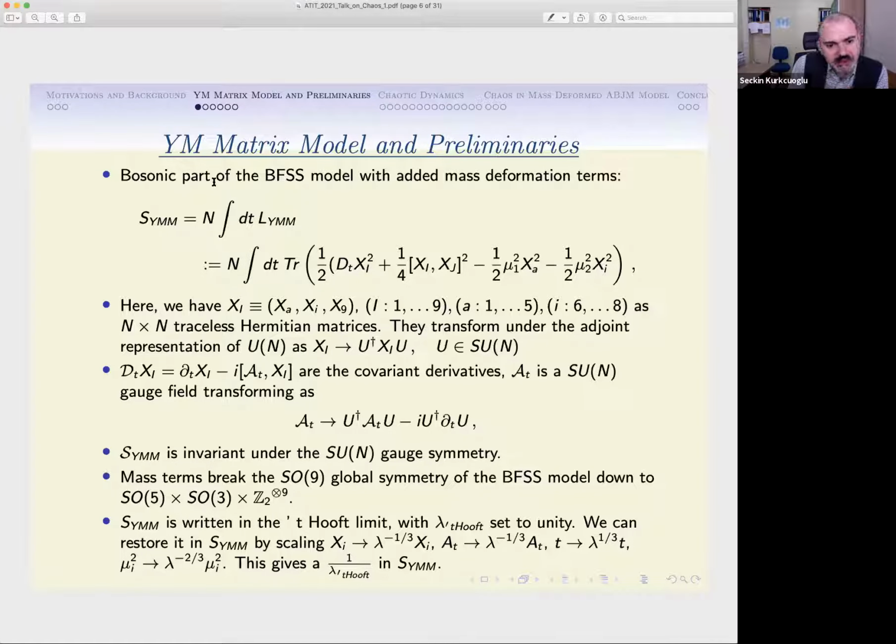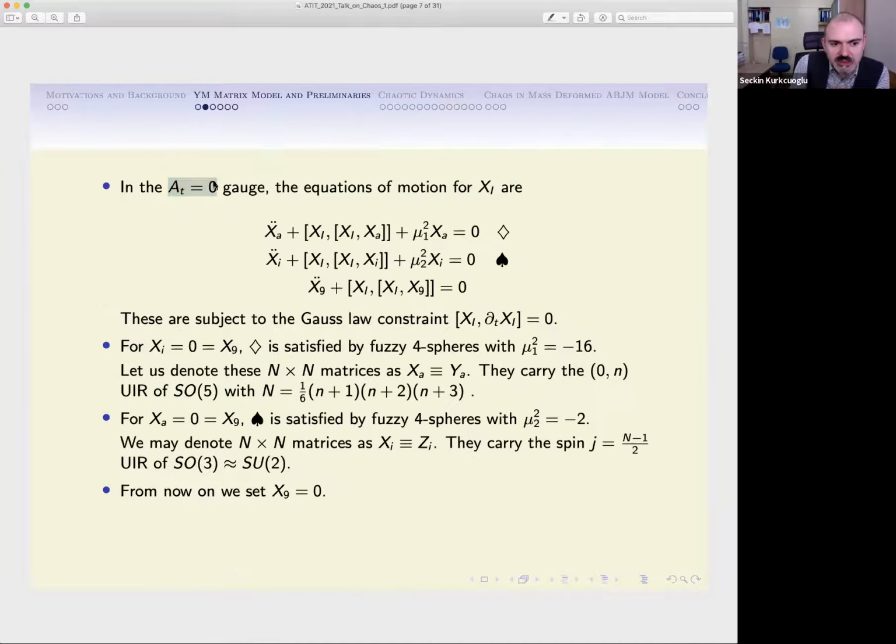But there are 2 types of equations, because there are 2 types of degrees of freedom. The matrix is Xi, and the matrix single gauge field AT. So in order to set AT equal to 0, you have to first evaluate its equation of motion. If you evaluate its equation of motion, you will find this, that there is a sum over the index I here from 1 to 9, but we will set x9 to 0 anyway.